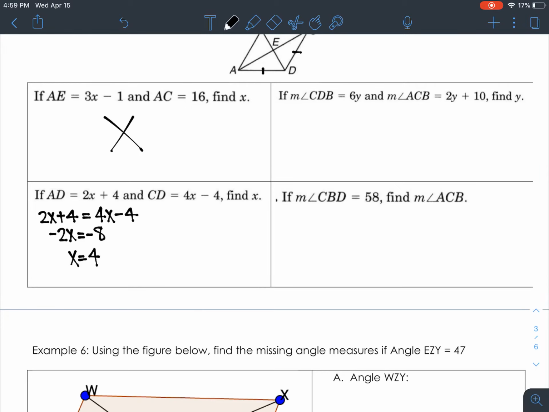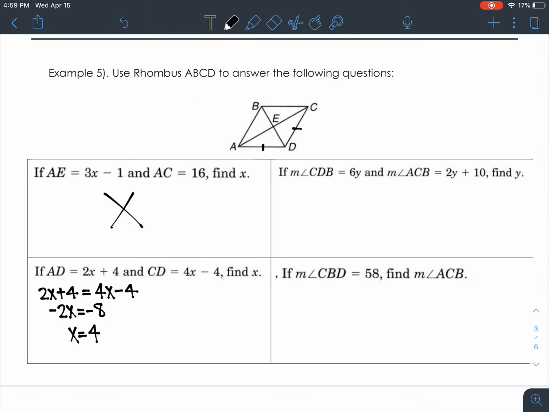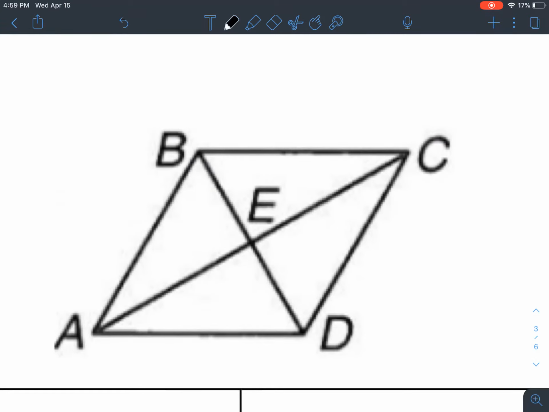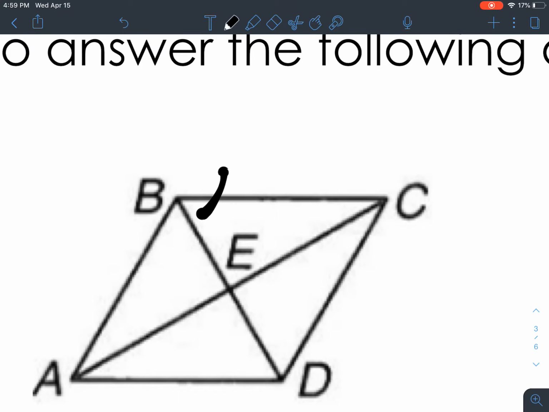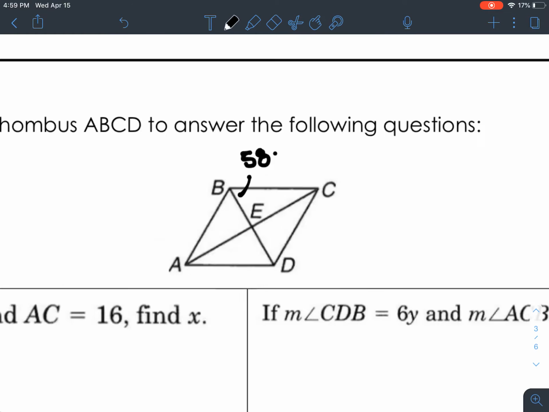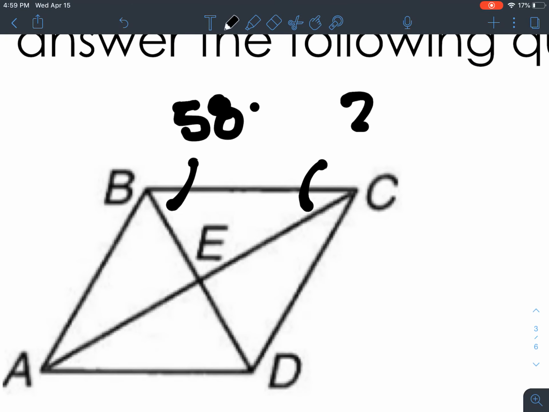Okay, nice and easy. All right, let's actually go straight across, and I just think that's going to help you with the one up above. So if you look at the next one, it says angle CBD is 58 degrees. So this angle right here is 58. What I need to find is angle ACB. So this is what I'm trying to find right here.